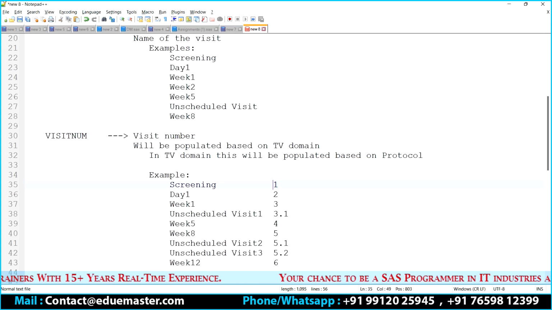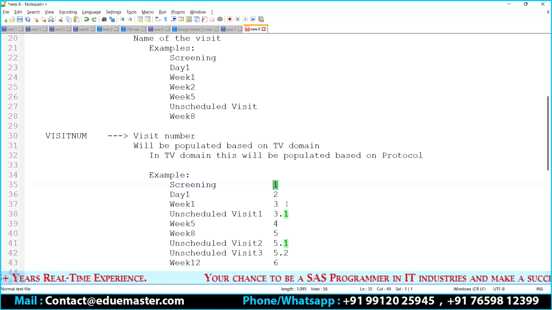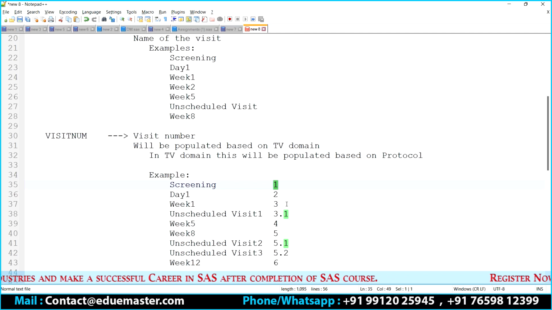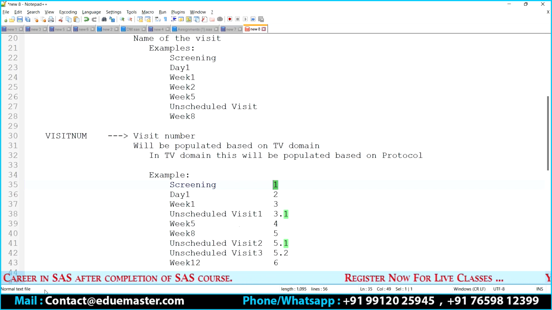I can start from 1, I can start from 0. Let's say I can start screening as 0. Nothing wrong in that. Correct? So visit number is nothing but a visit number. It is a topic variable. Generally, we populate this data from the TV domain. In the TV domain, how the data is, this is the example for it.